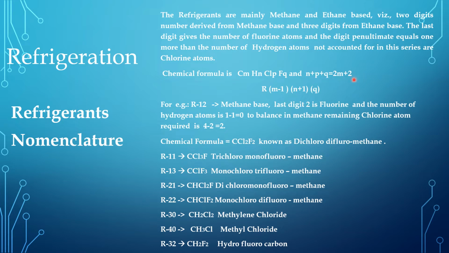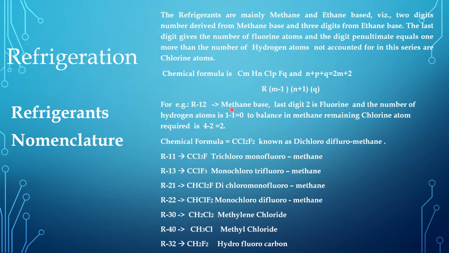This formula is applied to find out the refrigerant with the name and chemical formula: R minus 1, N plus 1, Q. For example, R12, which is still used in India in fridges, R12 or R22, and R13 or R11 are used previously also. R12, we can see how it is calculated.